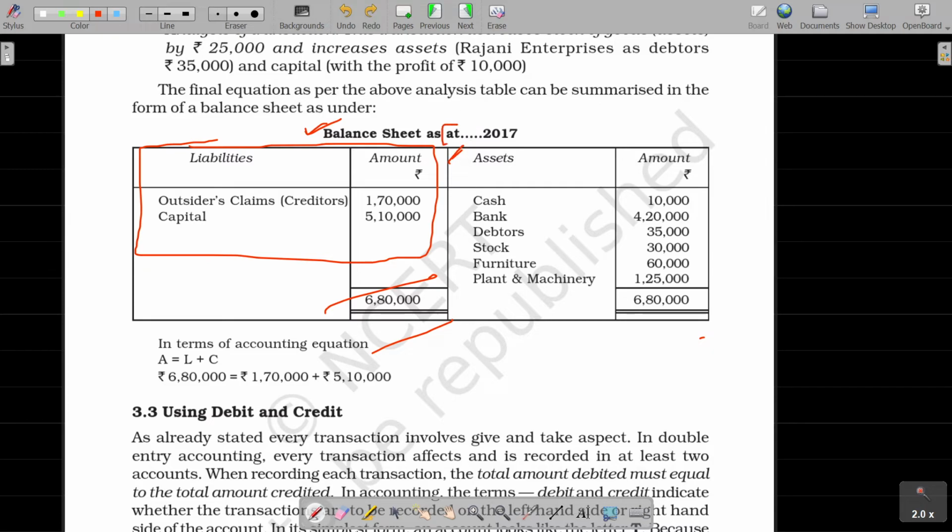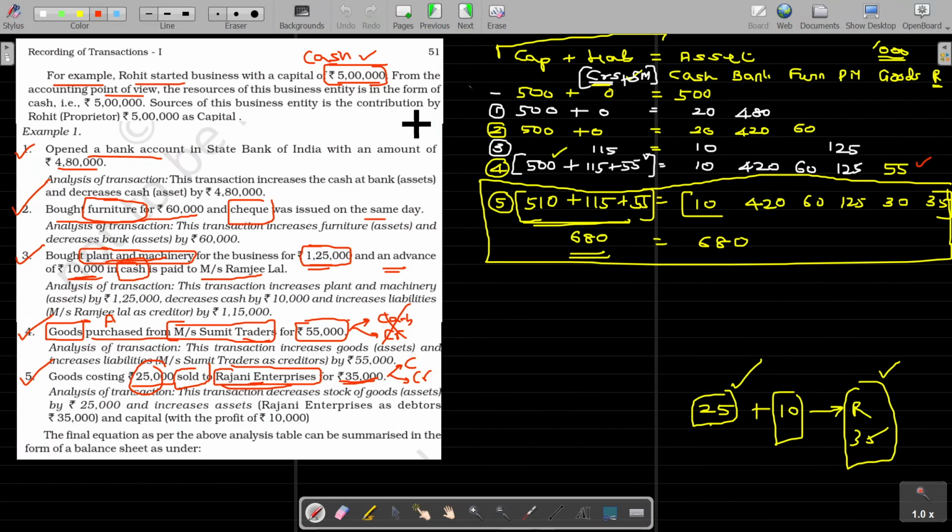As at. Okay. Remember, whenever the balance sheet is there, it will be representing the value only for a particular date. The next date, one transaction will be there, automatically the balance sheet will get affected. So this is nothing but the balance sheet as on the first transaction. This is the balance sheet as on the second transaction. This is the balance sheet as on the third transaction.